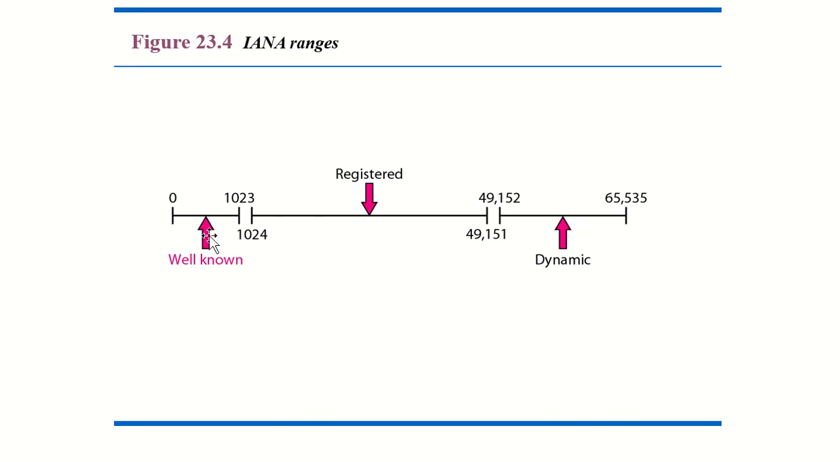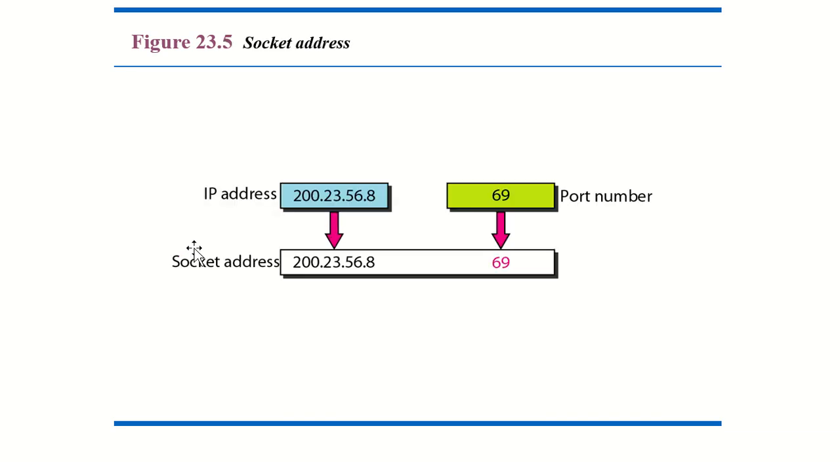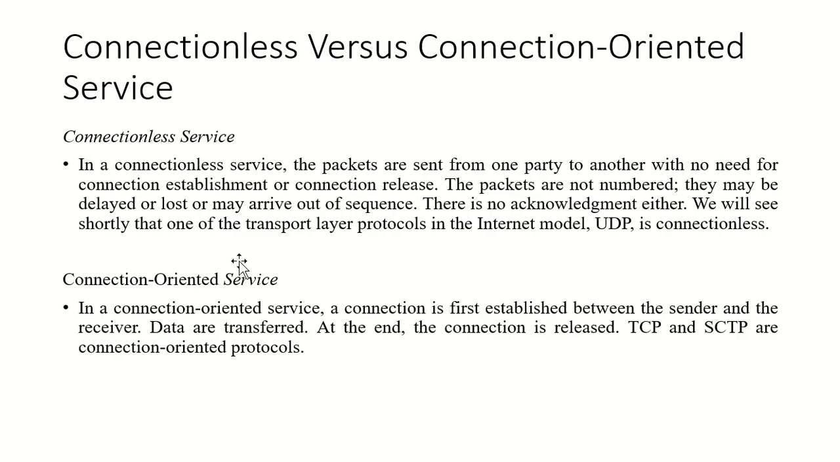So again, the first range is well-known, from 0 to 1023, a total of 1024. The second range is registered ports, which are controlled by IANA. The third range is dynamic, which is not controlled or registered by IANA. Again, one more example to make you understand. In this case, this is the IP address of a particular destination and the corresponding port number to which you will send your data. Completely, this is called a socket address, as I told you earlier.